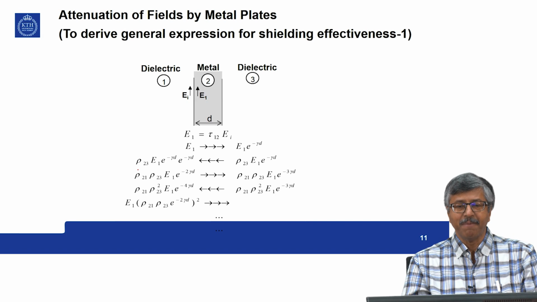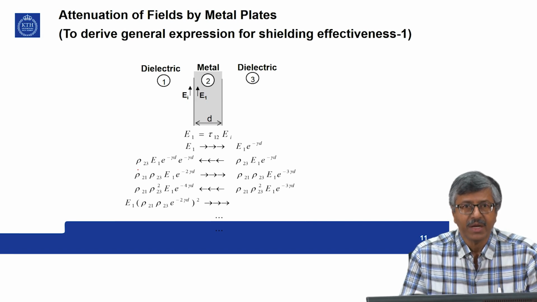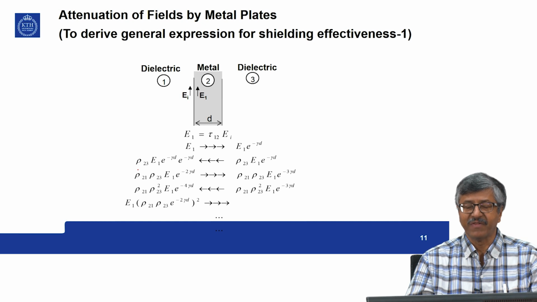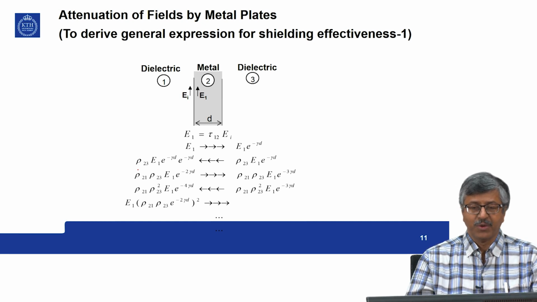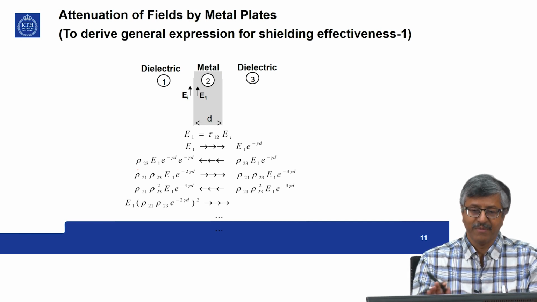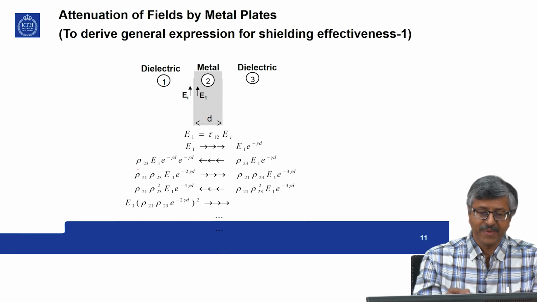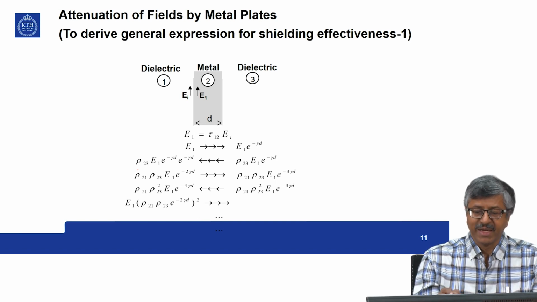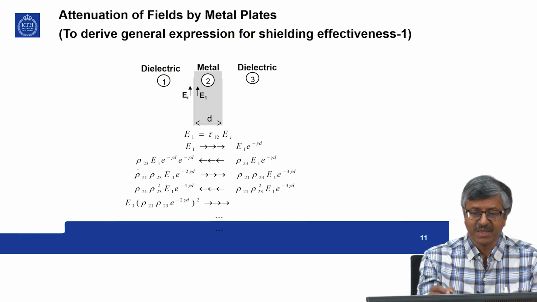Attenuation of fields by metal plates. Now, to derive the general expression for shielding effectiveness, let us make an attempt by tracing the wave all the way for several cycles, forming an infinite series and simplifying that. You can try this mathematics at home, but here some of the important steps are given.